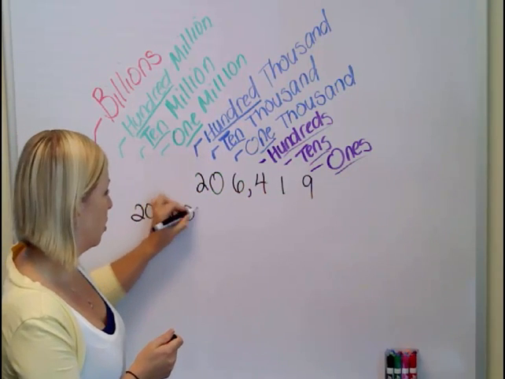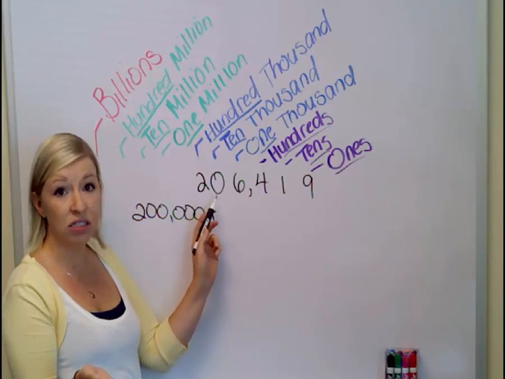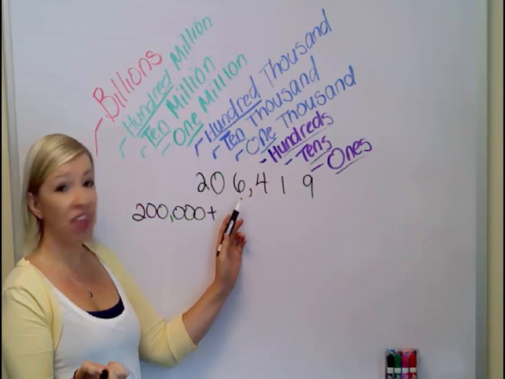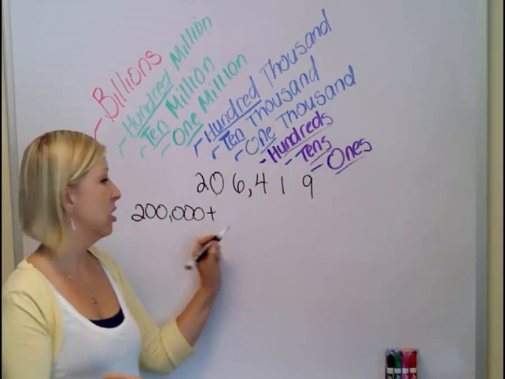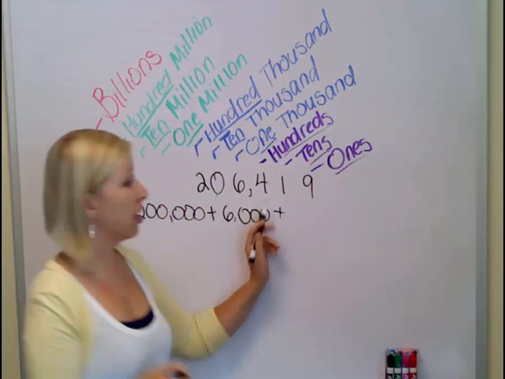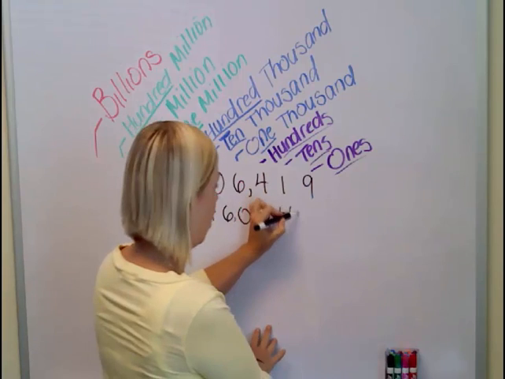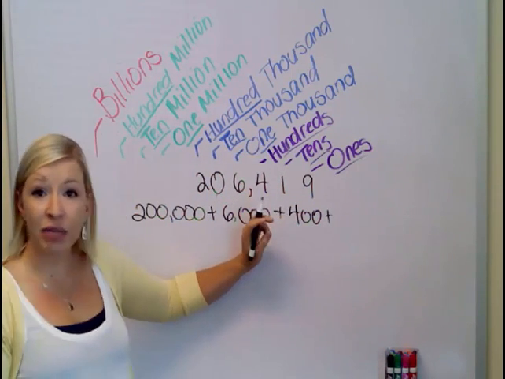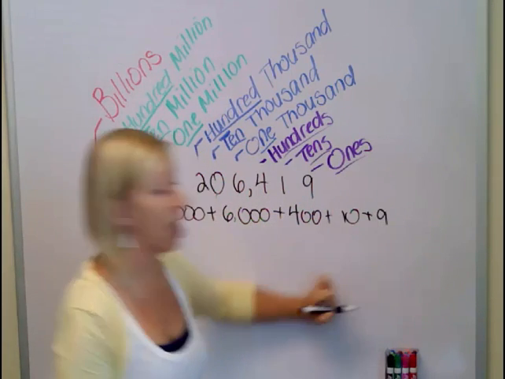200,000 plus the 0, which equals nothing, so there's no tens, no 10,000s. Come to the 6. This 6 is 6,000. Ones, tens, hundreds, 1,000, 10,000, 100,000. So 6,000. Come to the 4. Say it out loud. You hear 400. Plus the 1. The 1 is in the tens place, so 10. Plus the 9, since the 9 is in the ones place.